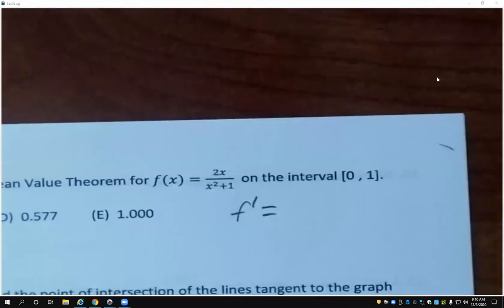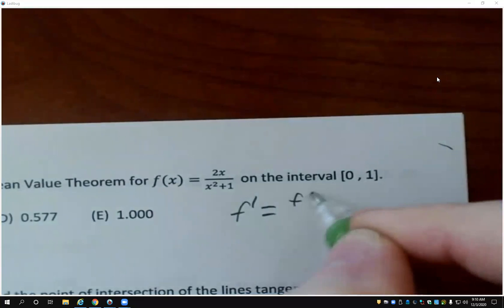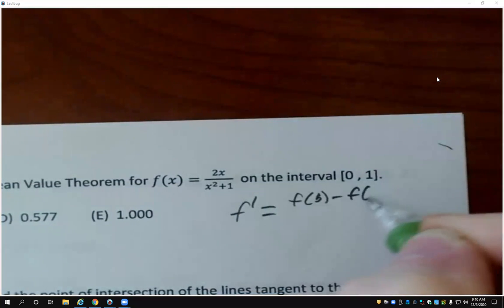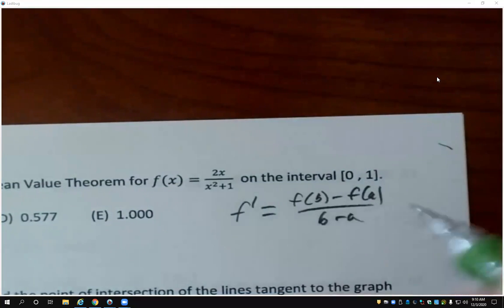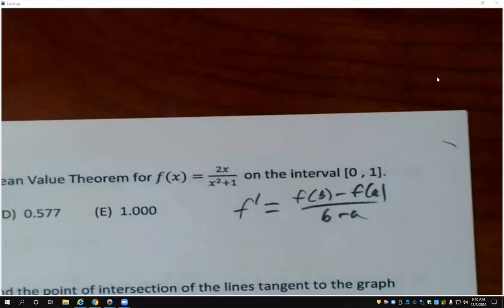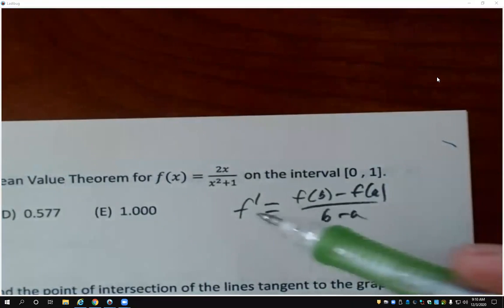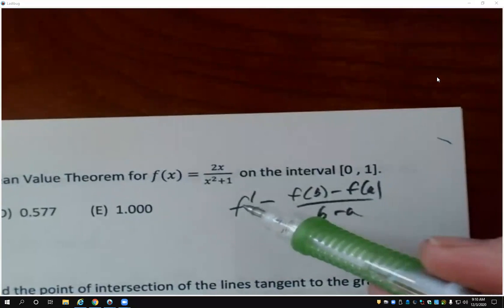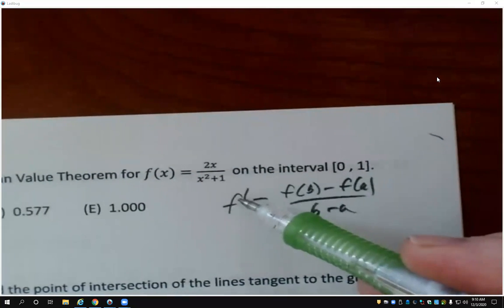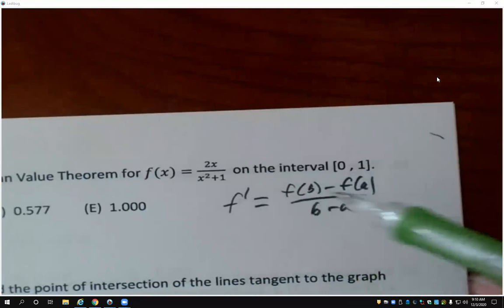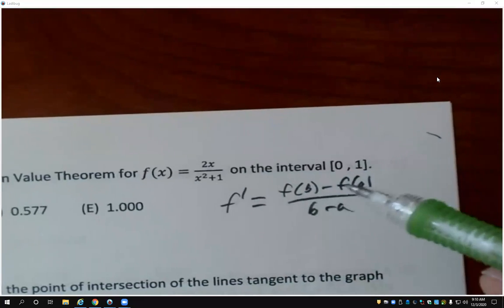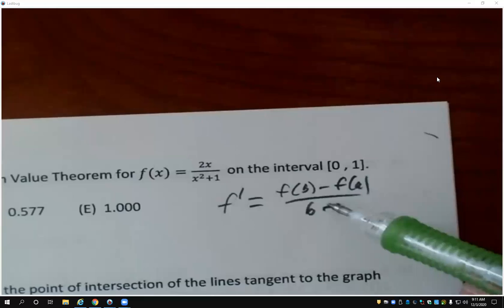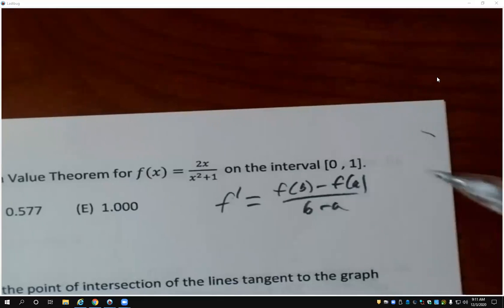You want to know when f prime is equal to, sorry, I'll write this here, f prime is equal to f of b minus f of a over b minus a. That's just right out in your foldable. That's the definition of the mean value theorem, where f prime, instantaneous rate of change, slope of the tangent line, is equal to f of b minus f of a over b minus a, average rate of change, slope of the secant line. So the first thing I need to do is find the slope of the secant line.